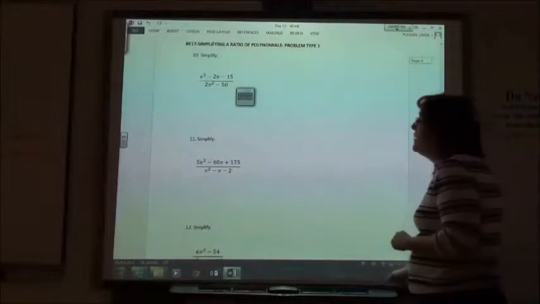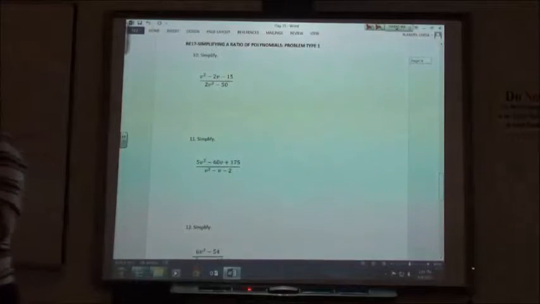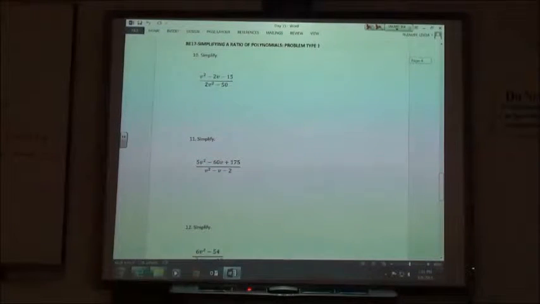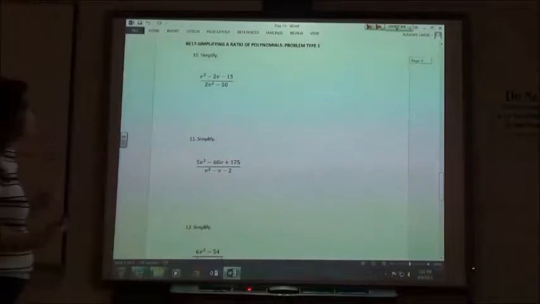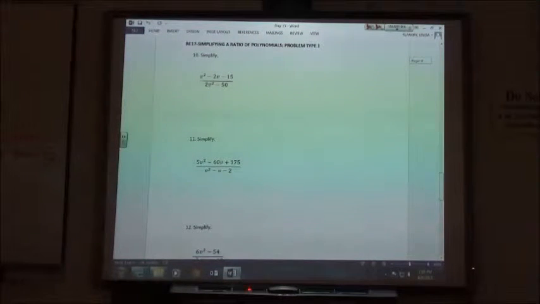Problems 10, 11, and 12 tell us to simplify a ratio of polynomials. Again, when they use the word ratio, they're really just talking about a fraction, because a ratio is comparing two things. If I'm going to simplify a fraction, I can cancel out my common factors. So when I'm thinking about factoring, the first thing I want to look for is, is there a greatest common factor? That's what we did first when we did factoring.